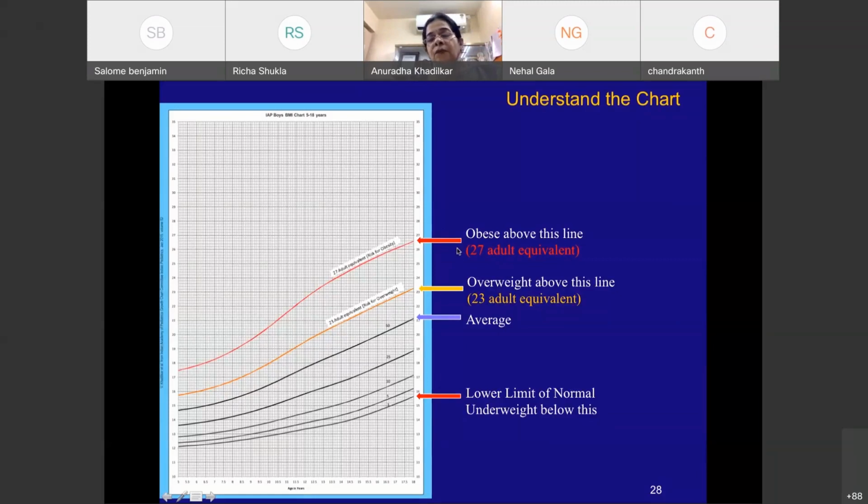Now, the reason why we use the adult equivalent concept. If you look at how cutoffs are decided, how do you say that lipids above so and so are abnormal?